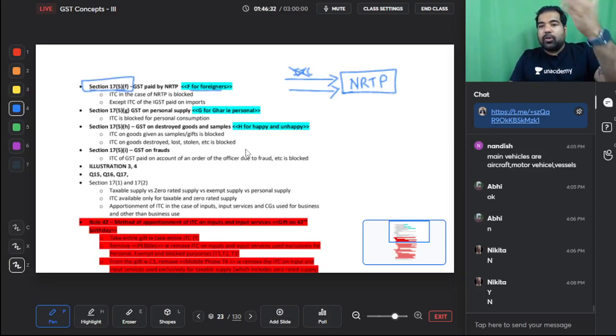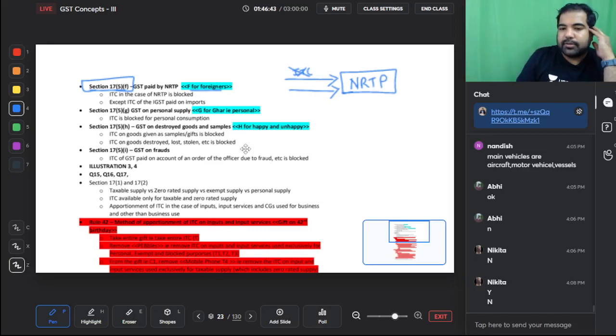Except when you import: Tesla imports their cars and pays import duties, that credit you will get, but that is for CA Final. So 17(5)(f) is also blocked. F is foreigner, that is non-resident taxable person.